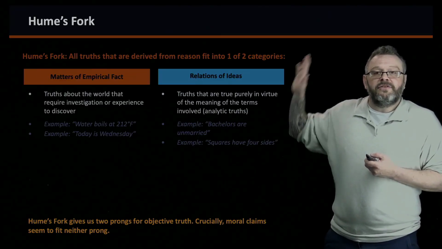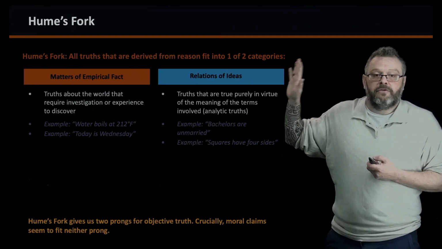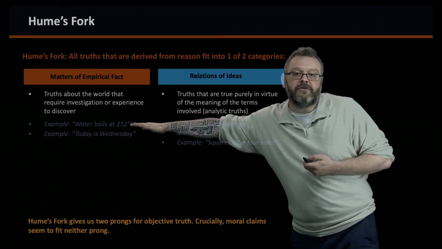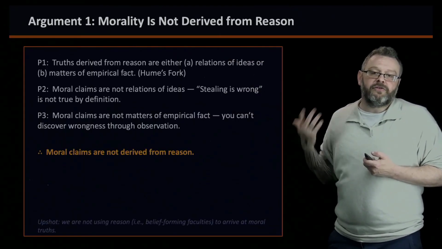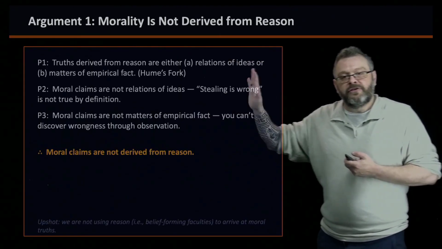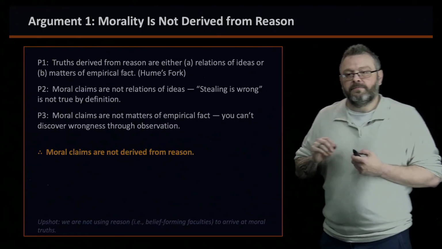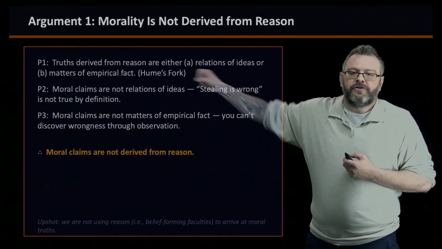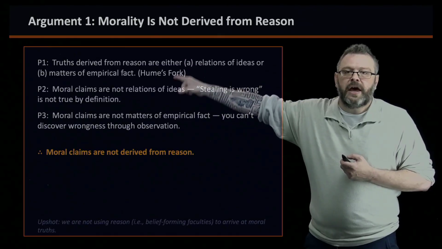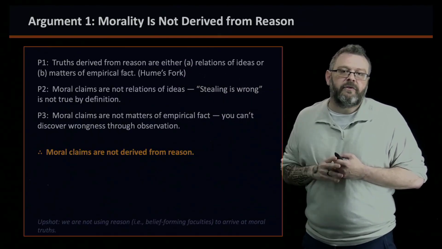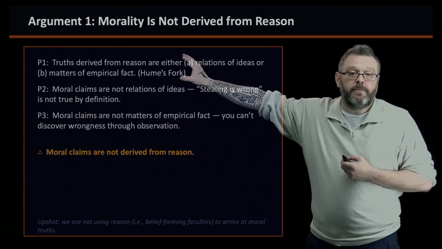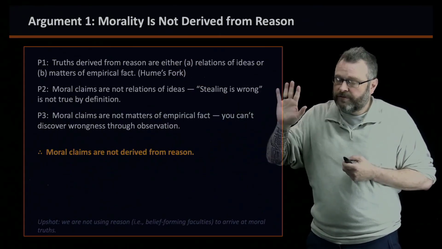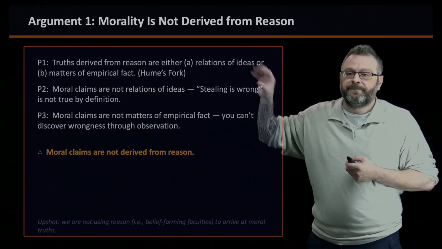So this is Hume's background for his argument. These two kinds of truths, matters of fact and relations of ideas. Here's the argument that this is based on. If you've got a truth that's derived from reason, it's in one of these two categories, right? We just talked about it. Relations of ideas or matters of fact. So premise one is what we just talked about, Hume's fork. Might be false, but again, this is just what he thought.